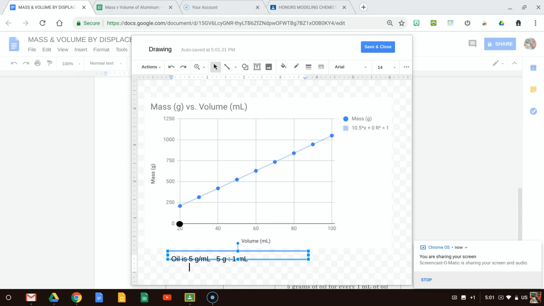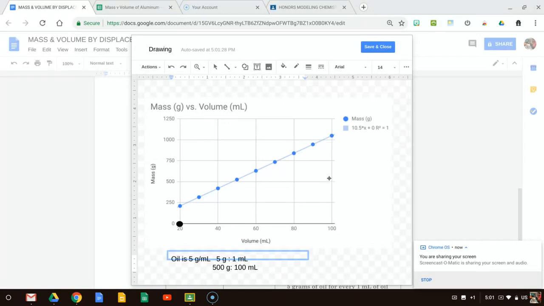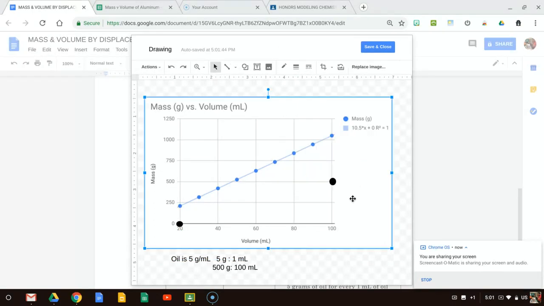If I had 500 grams, that's 100 times, I must have 100 milliliters. And so I'm going to make that a point. For 500 grams, I should probably have 100 milliliters, and that's a point that I know. And this is how you're going to be making your graph from just the density: I'm adding points that I know.